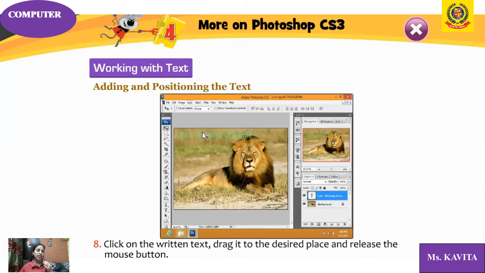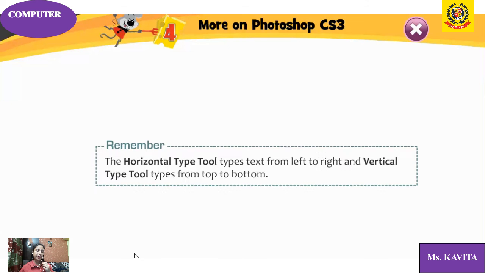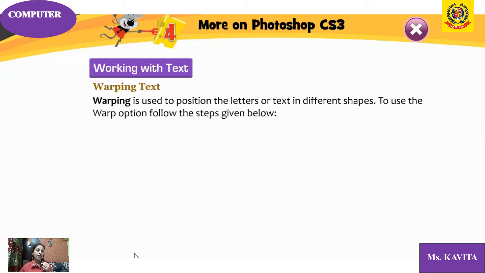The horizontal type tool types text from left to right, and the vertical type tool types text vertically. Now working with text wrapping. Text wrapping is used to position the letters or text in different shapes.